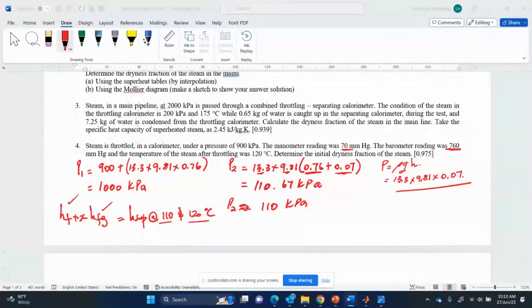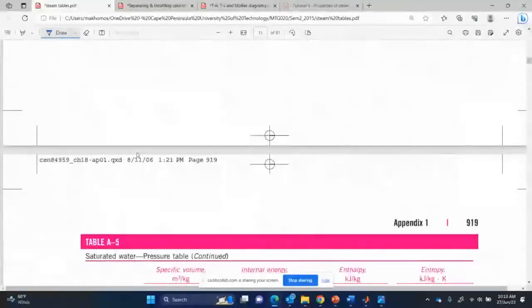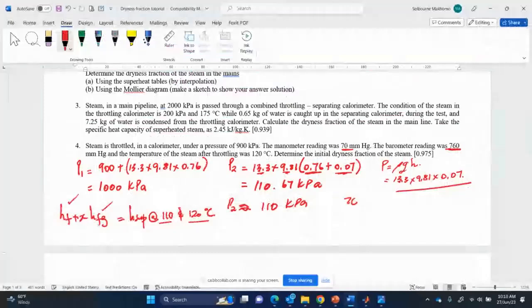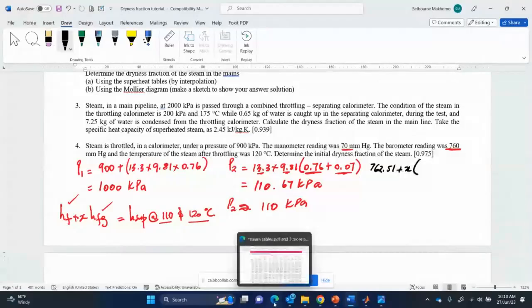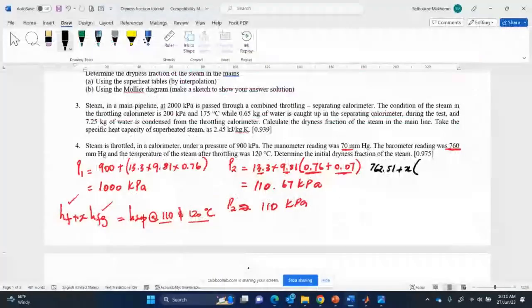hf at 1000. Let's go to check hf at 1000. hf at 1000 is 762.51, plus x hfg. hfg at 1000 is 2014.6. 2014.6 is equal to h soup.